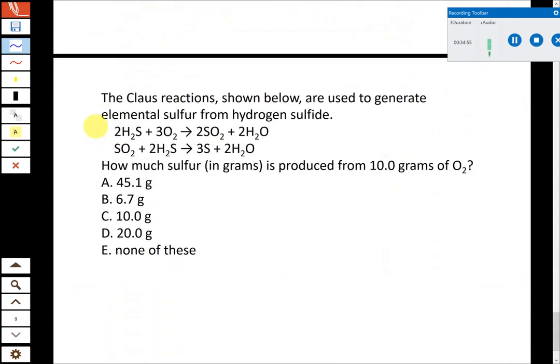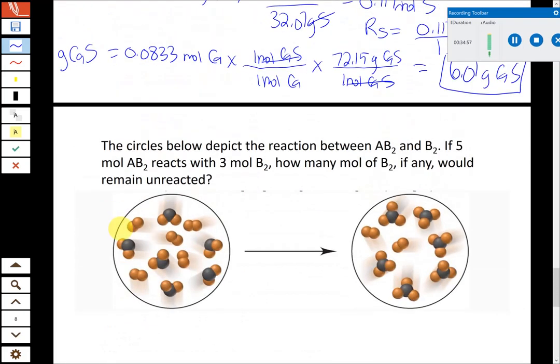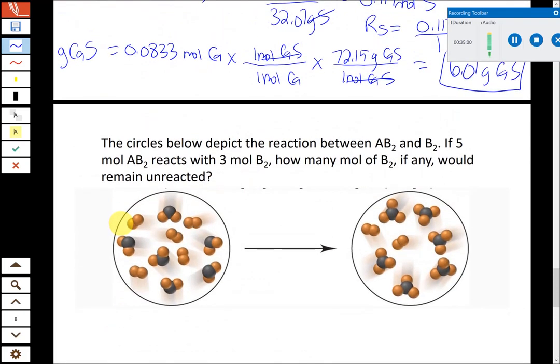All right, the last couple problems I want to do, this one is a sort of a pictorial problem that also deals with the concept of limiting reactants. I think the difficulty in this one is to figure out what to do with the picture. So the circles below depict the reaction of AB2 and B2. So if it's AB2 and B2, that would mean that A should be represented by the black spheres. So we have A, B2, and then B is going to be the orange ones, or brown, or whatever you want to call that color. So we have B2, and then we have A, B2. Okay, so that's the colors that are represented.